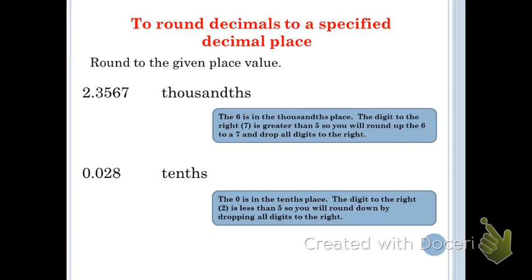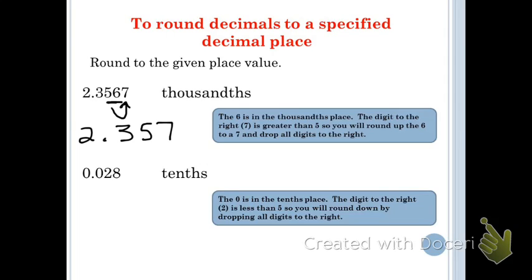Round to the given place value. In the first example, we're rounding to the thousandths place, so we'll locate the digit that's in the thousandths place, the 6. Look at the digit to the right of the 6. Since 7 is 5 or greater, we'll round the 6 to a 7. So this will round to 2 and 357 thousandths.